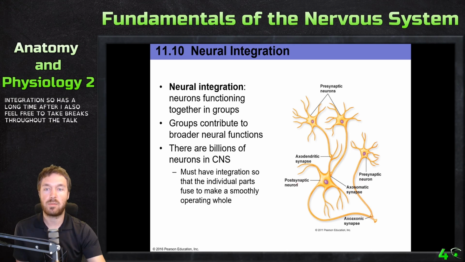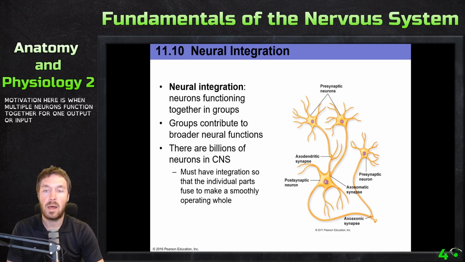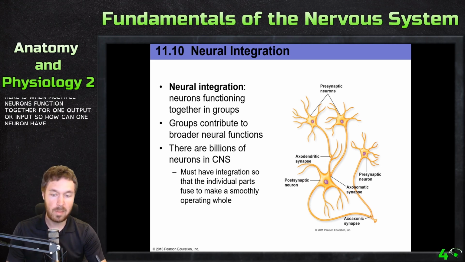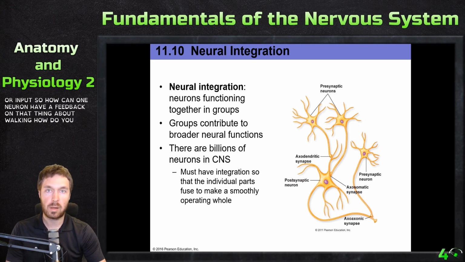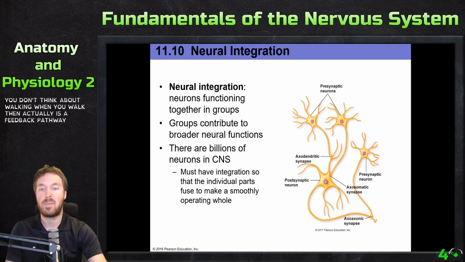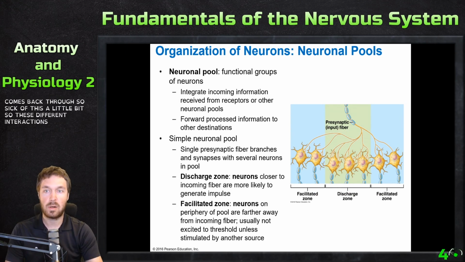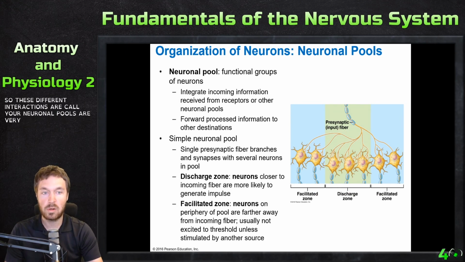Neural integration here is when multiple neurons function together for one output or input. So how can one neuron have a feedback on it? Think about walking. How do you walk? You don't think about walking when you walk. It actually is a feedback pathway that comes back through. So let's look at this a little bit. So these different interactions are called your neuronal pools, or your functional groups of neurons.